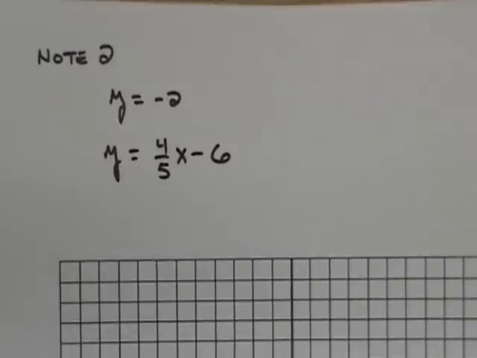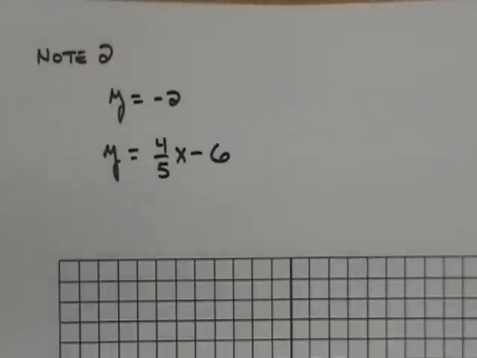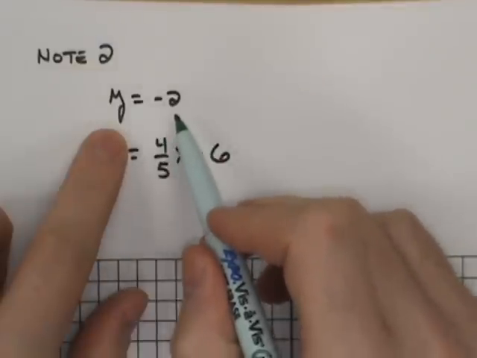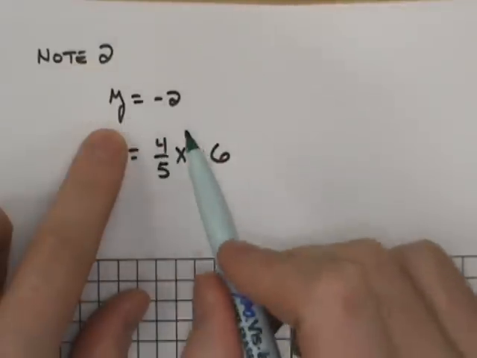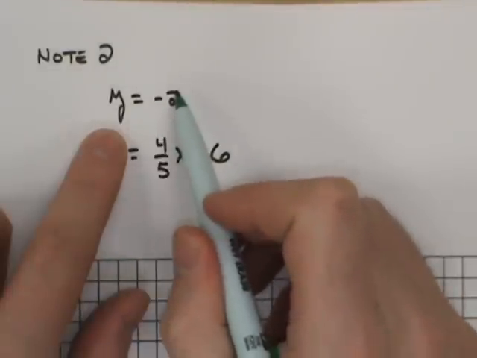For note 2, we get a system of equations. I threw a couple of these in your homework where you look at y equals -2 or x equals some value. On this one where it says y equals -2, that's a special line. That's telling you that every point in the line will have the characteristic that its y value is -2.